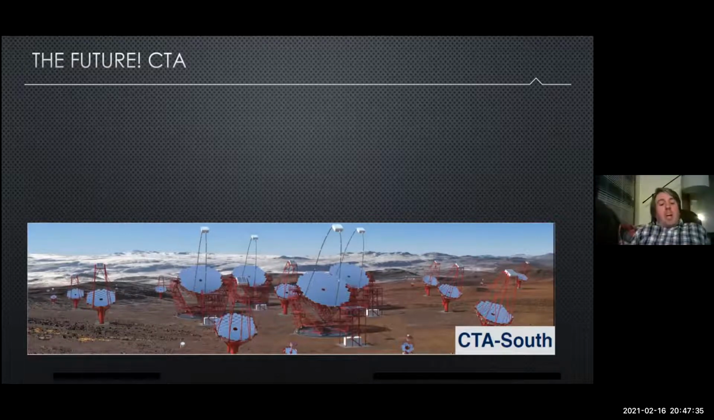So it's really optimized on the size of the Cherenkov light pool, and the Cherenkov light pool is about 100 meters. So 80 to 100 meters is actually what the optimal distance is.